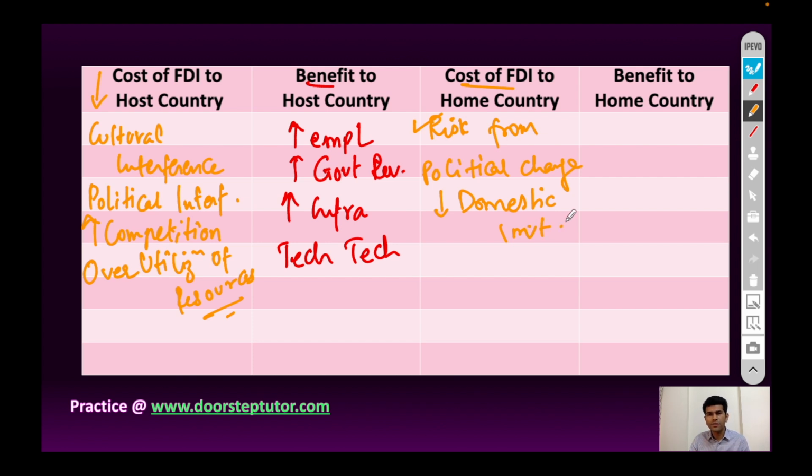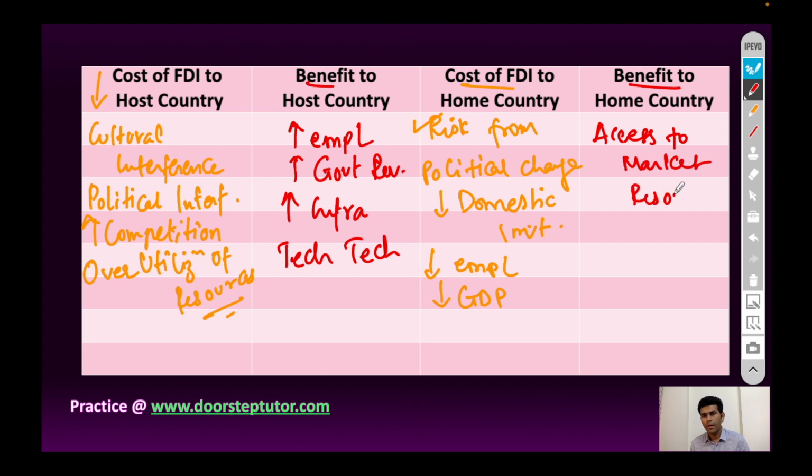If a business organization invests money in a foreign market, then there will be lesser investment in the domestic market. There will be lower employment in the domestic market, and it will not contribute to the GDP of the nation. Next, benefits to home country. There will be access to new market, access to new resources, new opportunities in foreign market, and there may be possibility that cost of production will be less. So these are the costs and benefits to the home country and host country.